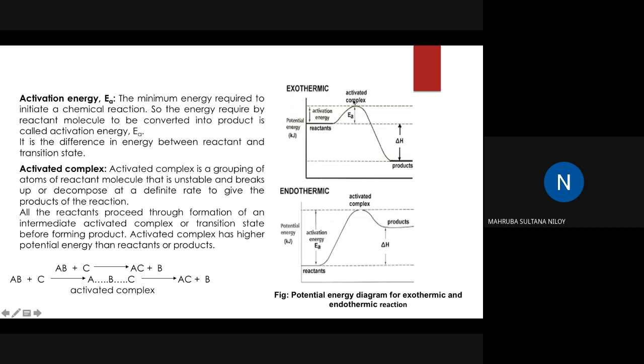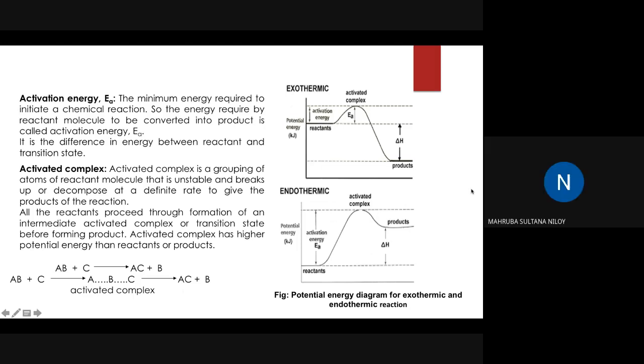And then from here, the bond creation started, okay? So in the product, we can see A and C created a bond together, right? So in the bond creation process, we know that energy is produced, okay? Energy is released. Is it clear? Yes, sir.